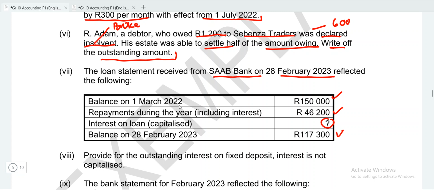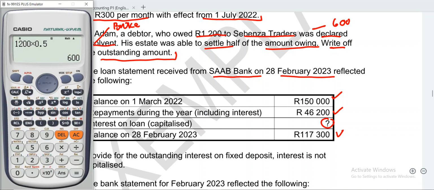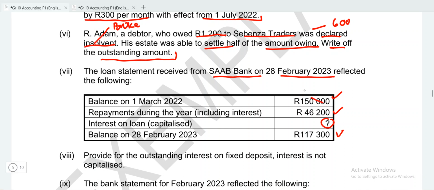And then the balance at the end of the year is 117,700. Now, what you can do, if you take this 150,000 and then you subtract 46,200, you will see it's not going to give you 117,000. You are getting an amount that is lesser than what you were supposed to get after paying. So this amount minus 117,300, it is our interest expense. So our interest expense according to this will be 13,500, but you must show how you got that.